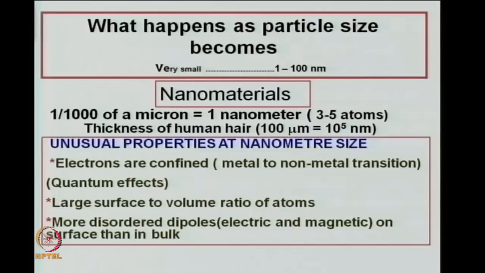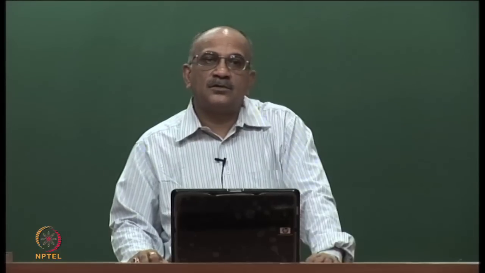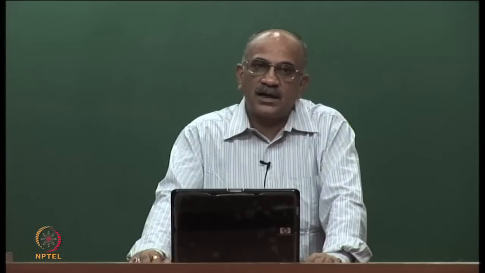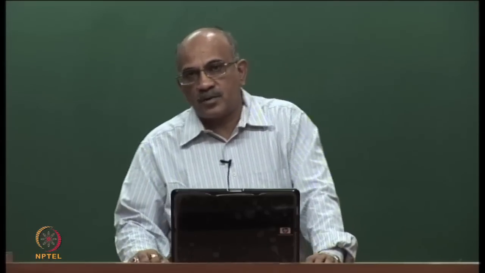There is another property which depends on the orientation of dipoles, which may be electric dipoles or magnetic dipoles, and a particle having these dipoles will show change in the arrangement of these dipoles as you decrease the size of the particle. From a more ordered arrangement in a larger size particle, you will go to more disordered dipoles as you decrease the diameter of the particle. On the surface of the particle, you will have more disorder, and since surface increases with decrease in size of the particle, hence the disorder of the dipoles increases with decrease in size of the particles.